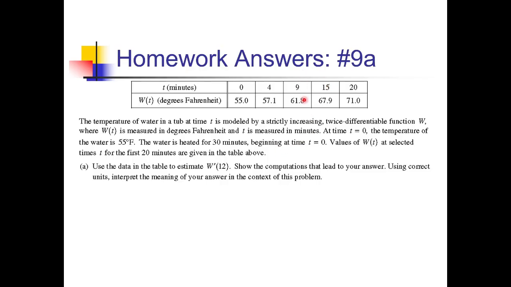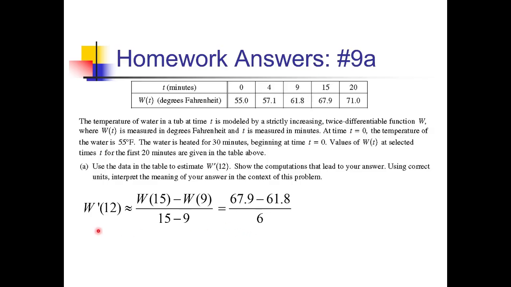So I'm going to find the AROC of W from 9 to 15. That's going to be, actually in this case, W of 15 minus W of 9 over 15 minus 9. So specifically, that's going to be 67.9 minus 61.8 over, I guess I could make that 6. And notice I wrote approximately equals here, so I'm being truth in advertising. Now, you could leave this the way it is and put units on it. You don't have to simplify it, but if you do simplify it, let's see what we get.